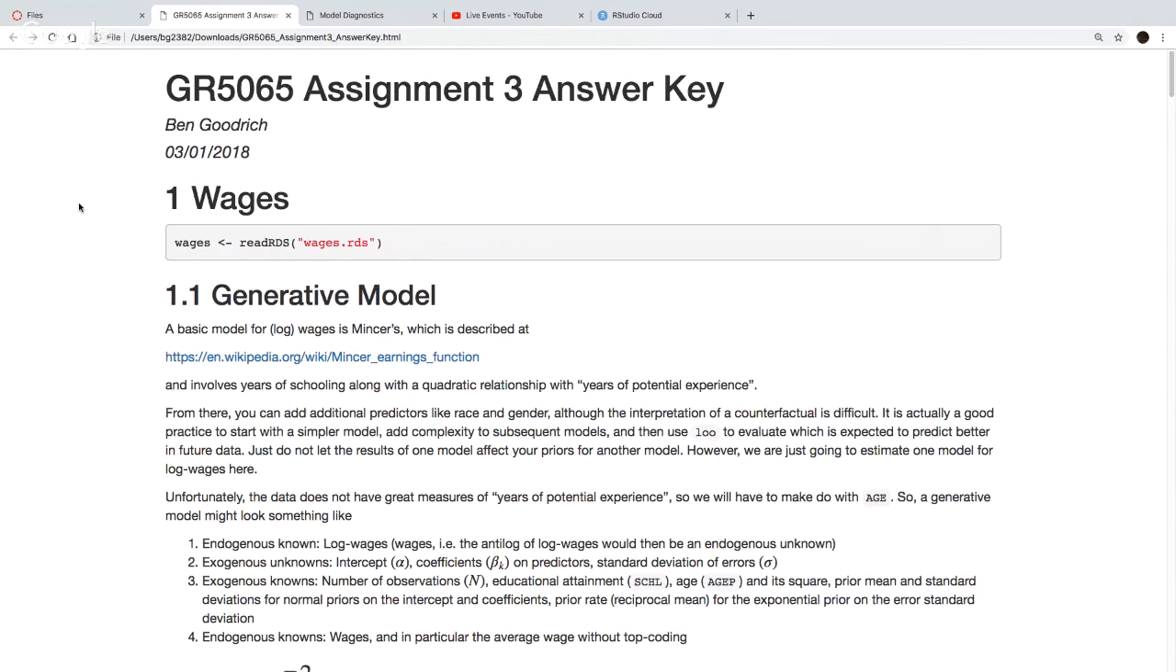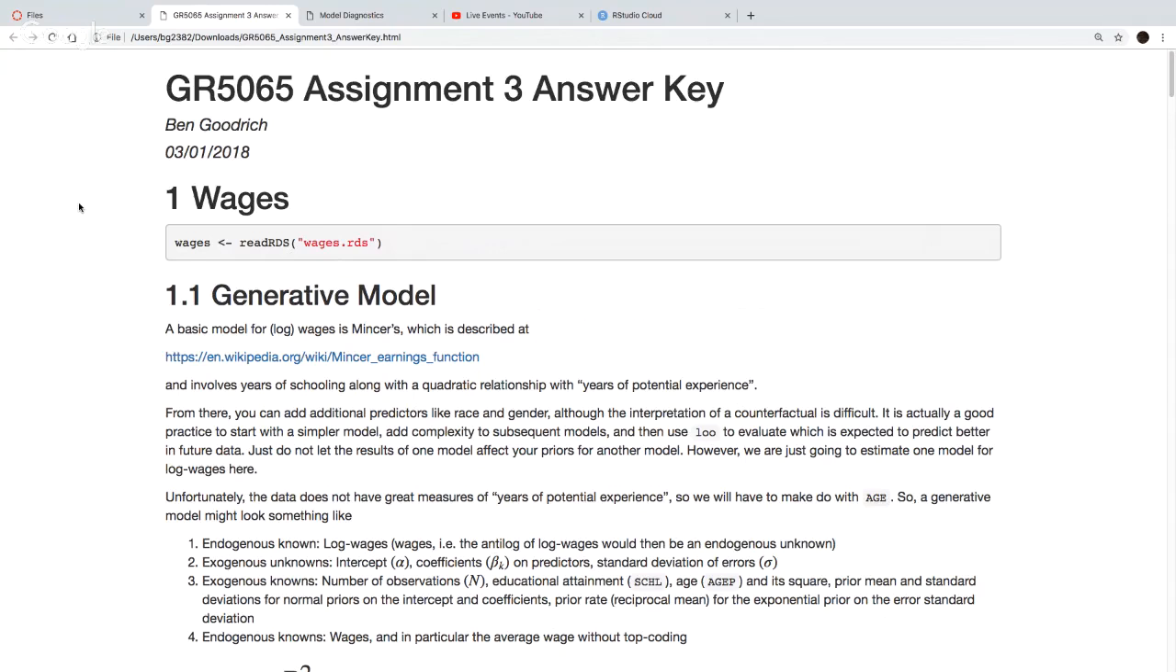These particular data, although they're the best ones we have, don't really have any great measures of years of potential experience, like training in a particular sector or anything like that. So we'll just have to make do with age. And then in a generative model, we have endogenous known.